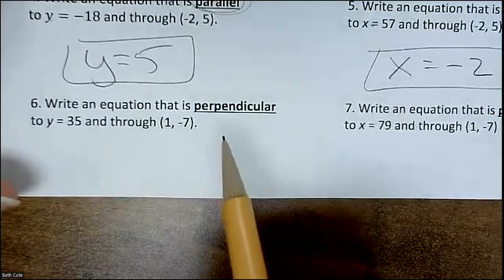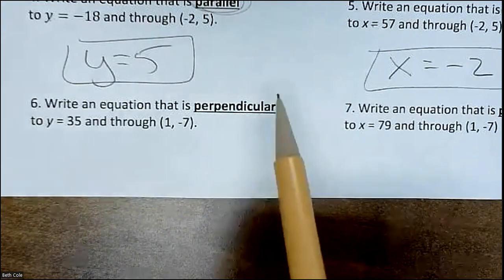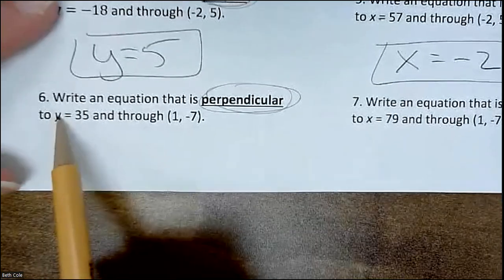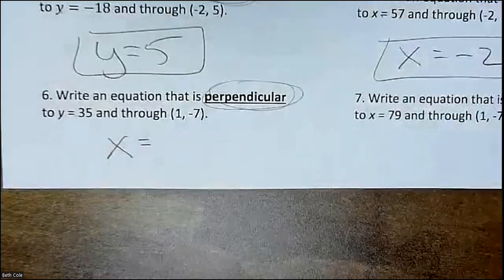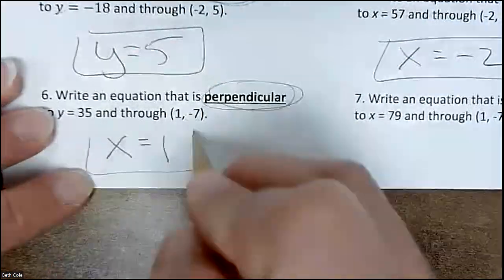Now look at this one. Now it is easy, but it's also hard because you can get it backwards very easily. So you have to listen to me and practice it. Do you see how this one says perpendicular? If this is y equals, that means we want x equals. Perpendicular means the opposite. And what's your x number? 1. Good.